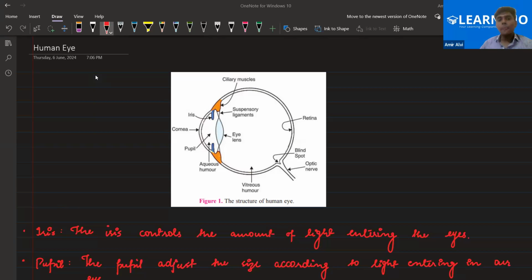Okay. So basically, in the human eye chapter, 90% of the chapter is theoretical. Only 10% of the portion is based on the defects of vision, where we need to find the focal length, power of a lens, and the near point and far point of a human eye.